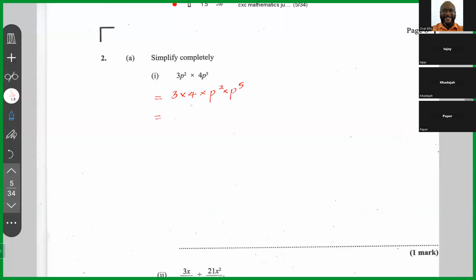So I multiply the numbers, 3 4s, we have 12. Now p, this is p squared multiplied by p to the 5th. Now, if you're multiplying from the law of indices and the base is the same, you must add the indices. So my final answer is going to be 12p to the 7.